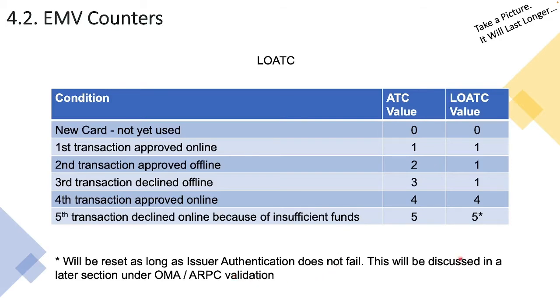Okay. So just to confirm, the LOATC value will be reset or changed as long as issuer authentication does not fail. Okay. And don't stress too much about issuer authentication. We'll discuss it in a later section when we speak about ARPC validation. What this basically means is that the transaction has completed properly without an error condition, and this completion could take the form of either an approval or a decline. Okay, but the card had, during the course of this transaction, validated that the response it had received from the bank was a genuine response back from a genuine issuer.